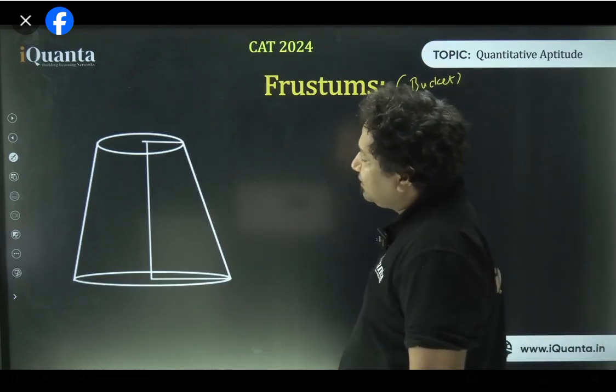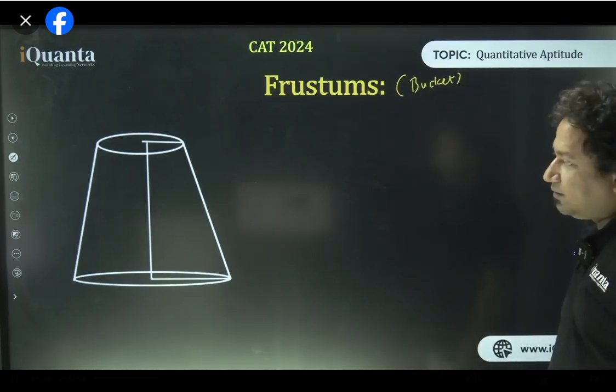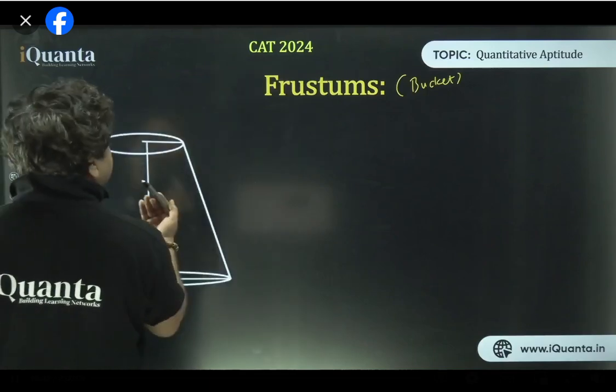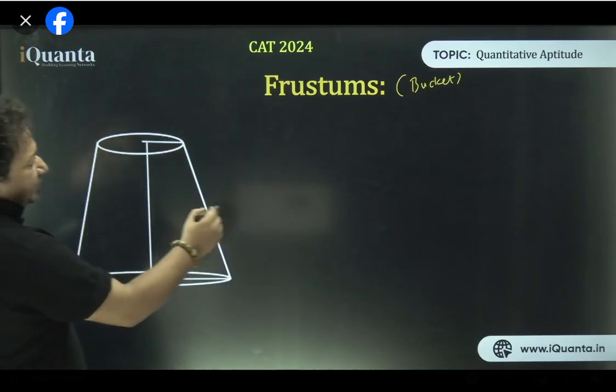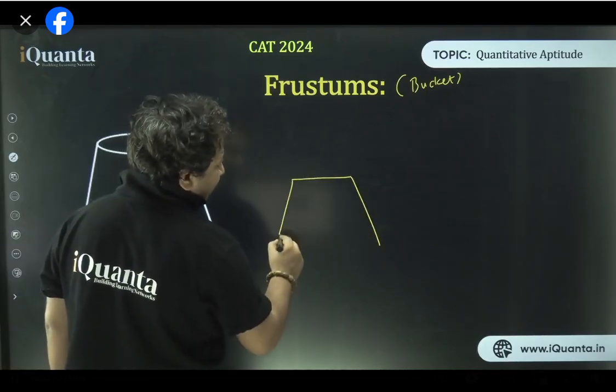Exactly. Yeah, this is the frustum. So we want to calculate its volume. How do we calculate it? When you look at the frustum, it is 3-dimensional. But if I make it 2-dimensional, it will look like an isosceles trapezium. Yes or no?